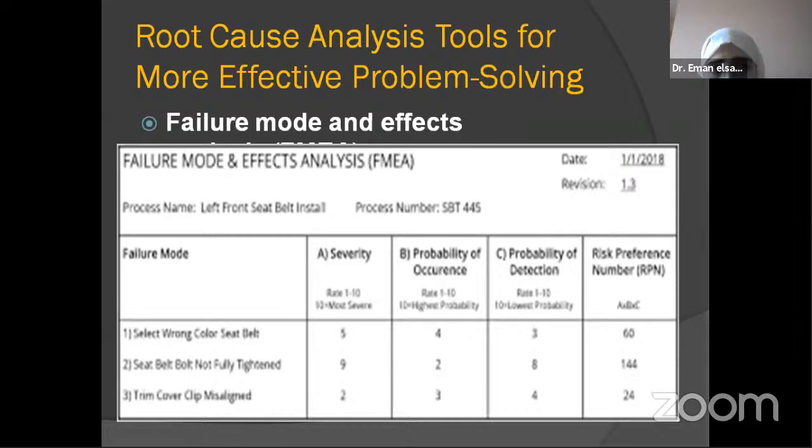This is also a way to help in root cause analysis, and this is already confirmed by the failure mode and effects analysis. This is one of the proactive methods to improve, to solve the problem that we are already facing.